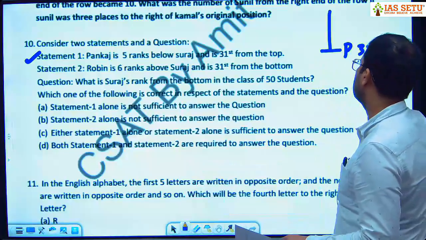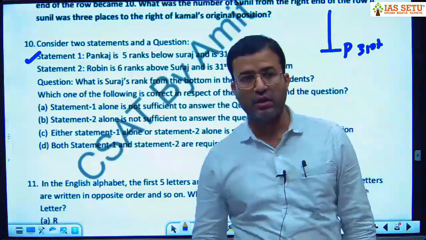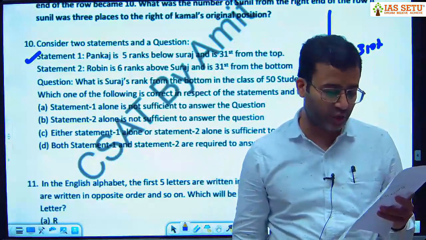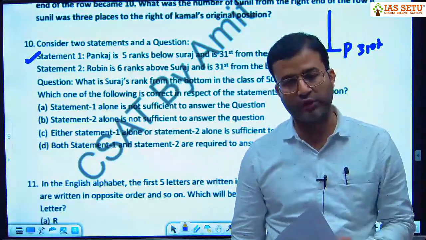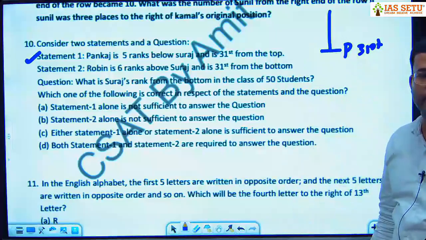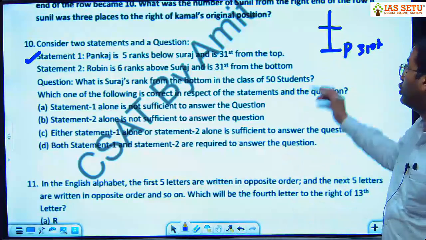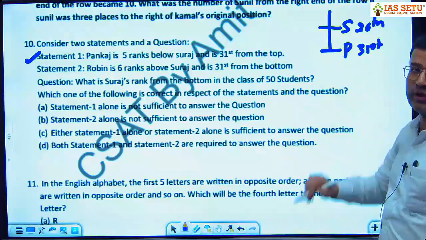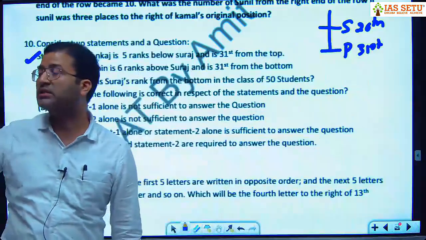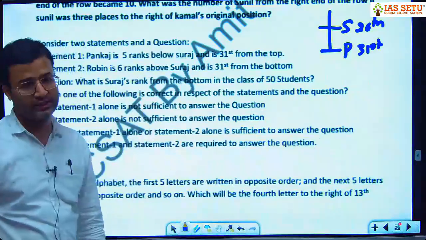Pankaj is 31st from the top and 5 rank below Suraj. Pankaj is 5 rank below Suraj and is 31st from the top. So tell me, if Pankaj is 5 rank below Suraj, Suraj's ranking will be better than Pankaj's? Yes. So Suraj's ranking will be 26 from the top. Suraj is 5 rank better than Pankaj. Pankaj is 5 rank below Suraj. So if Pankaj is 31st, Suraj is 26th.